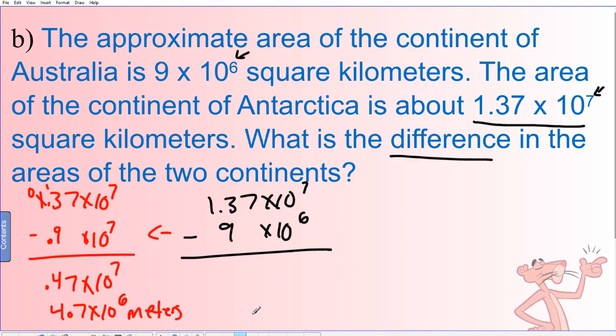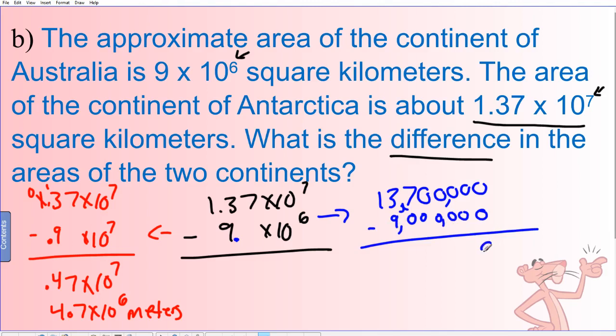Now, if you did it by changing them both into standard form, then this becomes 137 with 1, 2, 5 more zeros. 1, 2, 3, 4, 5, 6, 7. And this one becomes, well, since the decimal's here, it's just going to be 6 zeros afterwards. 1, 2, 3, 4, 5, 6 zeros. And if we're subtracting, 0, 0, 0, 0, 0, 7, and then that's going to be a 4.